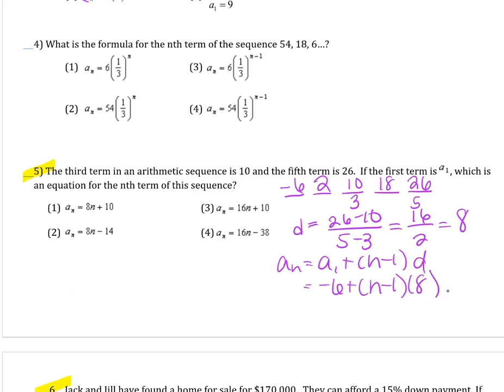Now you'll notice that's none of my options. So therefore, I have to go and clean this up a little bit. So 8n minus 14 is option 2, and that's our correct choice.